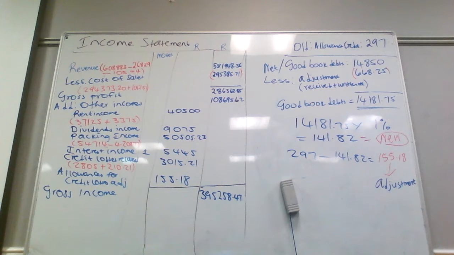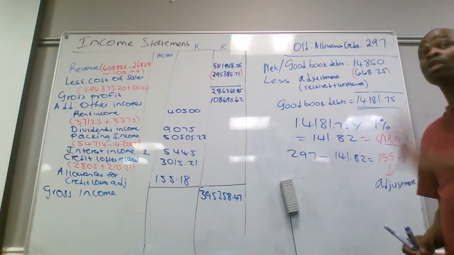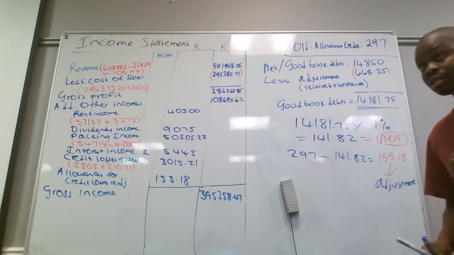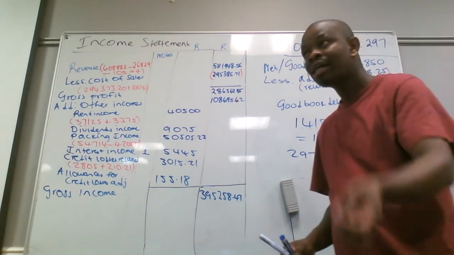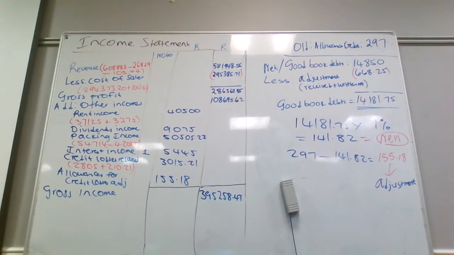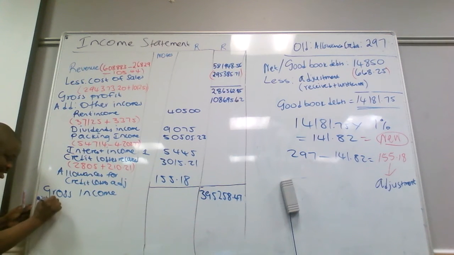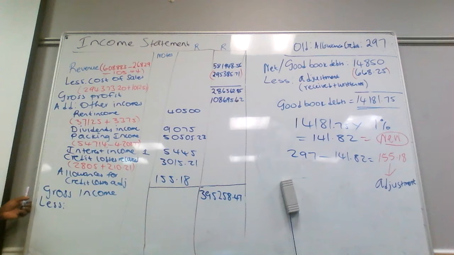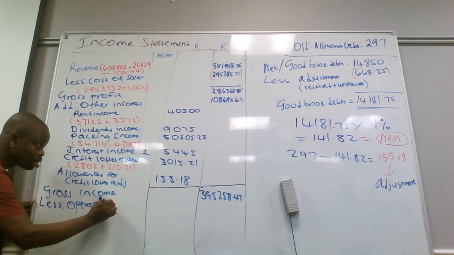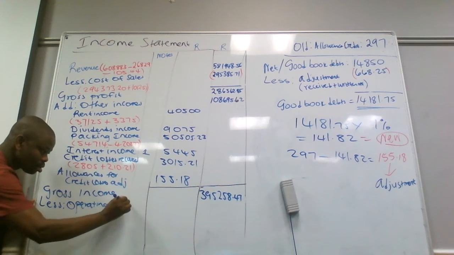The next thing that we do, we're going to deal with the expenses. Guys, you can either say less operating expenses, they won't penalize you, or you can do it according to your book. They say less distribution, administration, and other expenses. It's up to you. Guys, I don't have space. I'm just going to say operating expenses. So they won't penalize us.